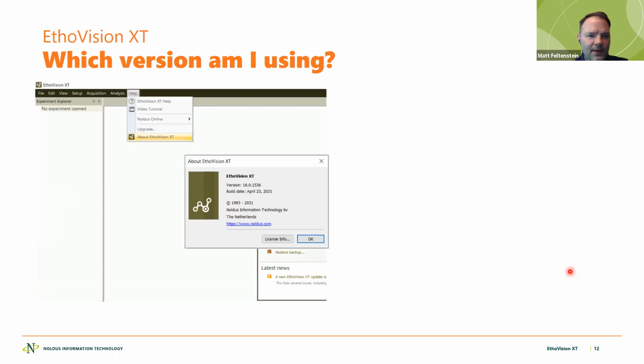So just to note, I'm using EthoVision XT 16. If you're not sure which version you have, you can go to the Help menu, About EthoVision XT. If you click on that, this window will pop up and tell you which version you're using. I'm using the most recent version, a week old, 16.0.1536. You may see a different version available in there, but this is the most recent version.